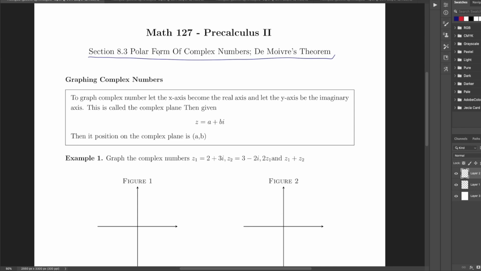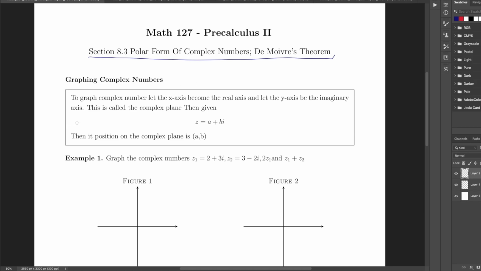Alright, so let's talk about this. Polar form of complex numbers and De Moivre's theorem. I'm probably saying that horribly wrong. I'll just be honest with you, it's probably French. French did a lot of analysis back in the day, so it's probably where it comes from. Don't quote me on it.